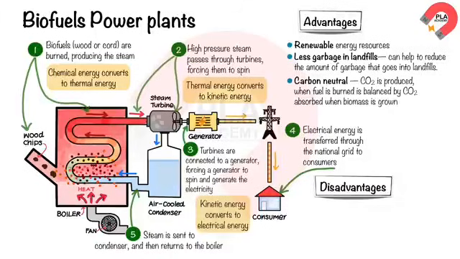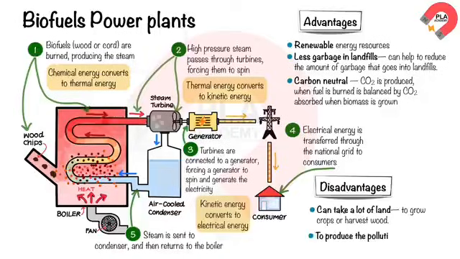Here are some of the disadvantages of biomass power plants. Can take a lot of land: biomass power plants can require a lot of land to grow crops or harvest wood. Not entirely clean: biomass power plants can still produce some emissions, such as nitrogen oxides and sulfur dioxide.